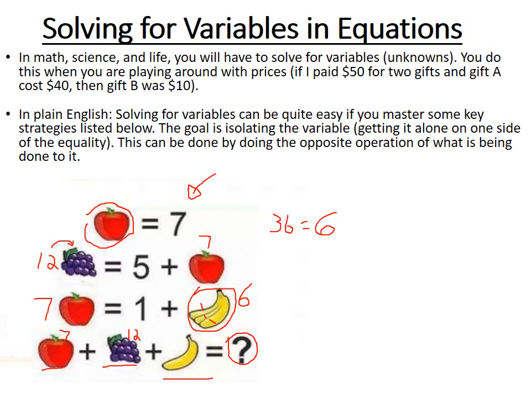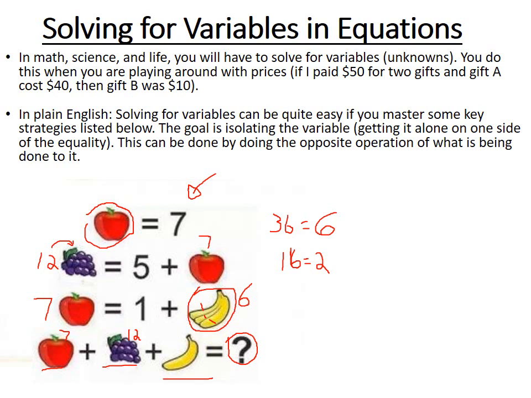If 3 bananas is equal to 6, then 1 banana must be equal to 2. 1 banana is equal to 2. And you did that in your head. You said, well, 2 plus 2 plus 2, that's 6. Or maybe you did 6 divided by 3. And what you did is you did solving for variables here.